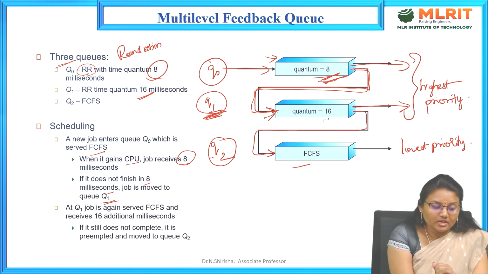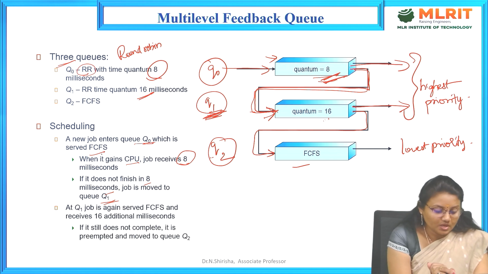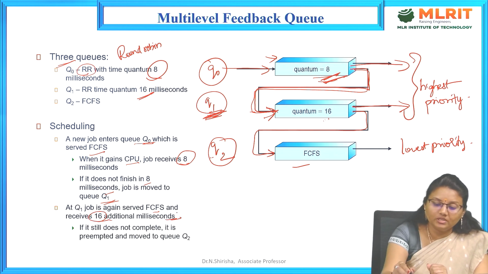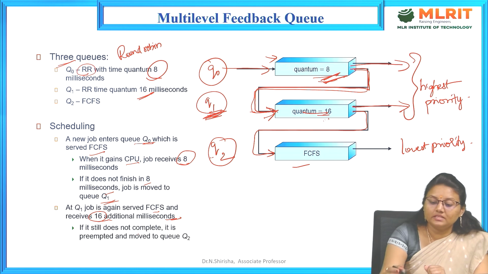So that is where a new job enters Q1, which is served as FCFS. At Q1, the job is again served FCFS and receives 16 additional milliseconds. So here we have an additional 16 milliseconds. If it still does not complete, then what do we have to do?